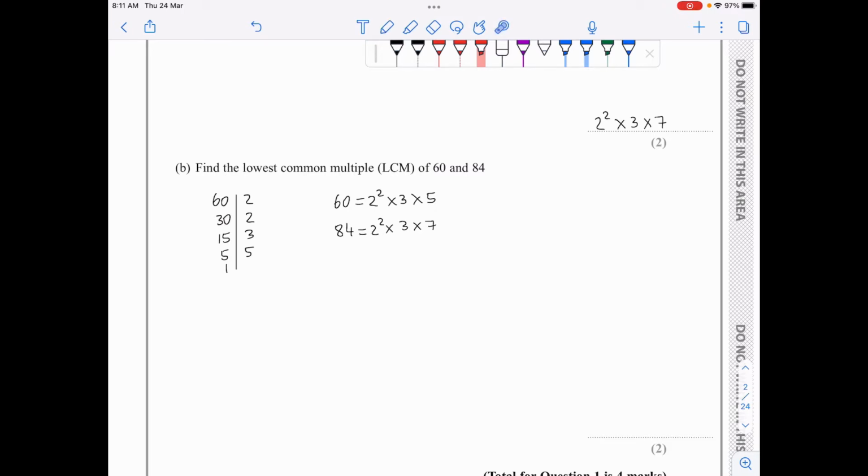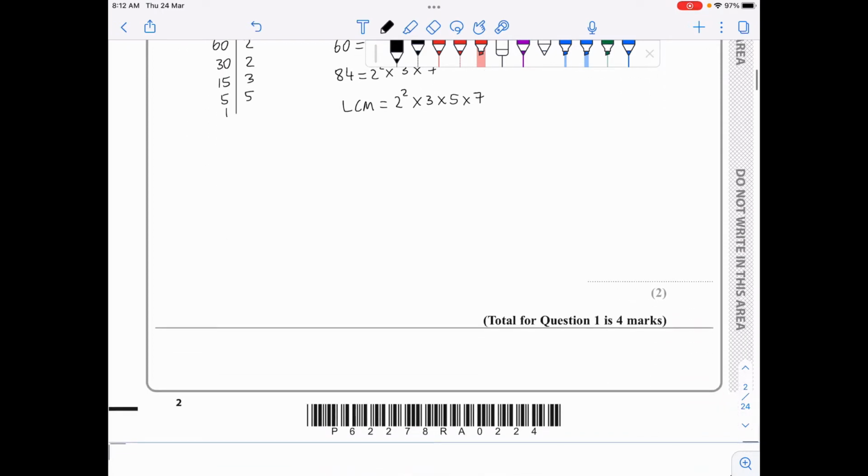And we know that when we are looking for the LCM, I take all the prime factors to the highest power. So the LCM should be 2 squared times 3 times 5 times 7. And this is giving me a result of 420.